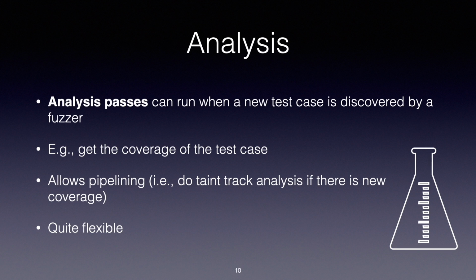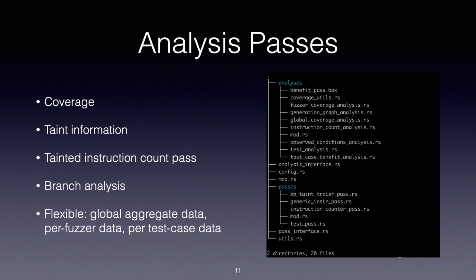The nice thing is we can store this in a database and then aggregate it over the different fuzzers to see what the difference is between different fuzzers. Another nice thing about this analysis pass implementation is that you can do some pipelining. So you can say, okay, do taint tracking if there's new coverage. Based on results from an earlier pass, you can decide what the behavior is or which passes to run. So it makes it quite flexible. You can express a lot of different ideas with this framework.